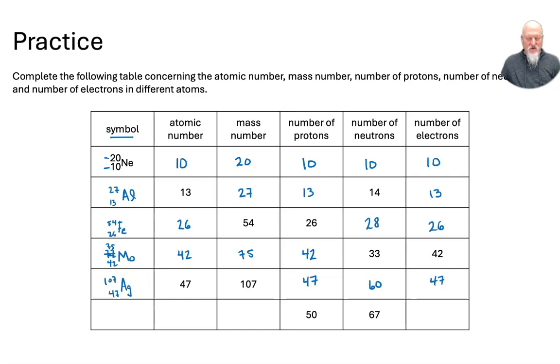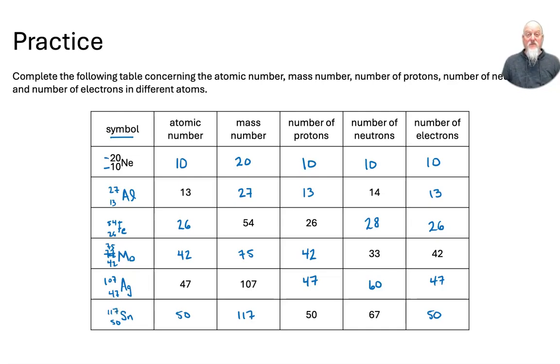All right, last one. Number of protons is 50. So that means our atomic number is 50, and our number of electrons is 50. The number of neutrons is 67. So our mass number is going to be 50 plus 67, which is 117. Atomic number 50 on the periodic table is tin. Tin symbol is Sn. So it's going to be Sn, 50, 117.